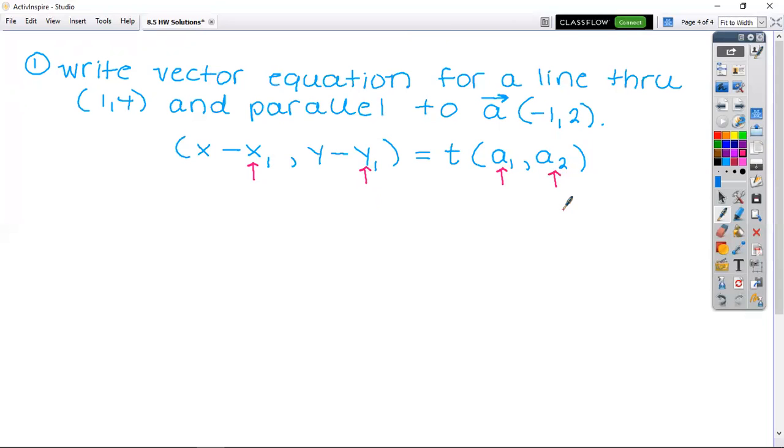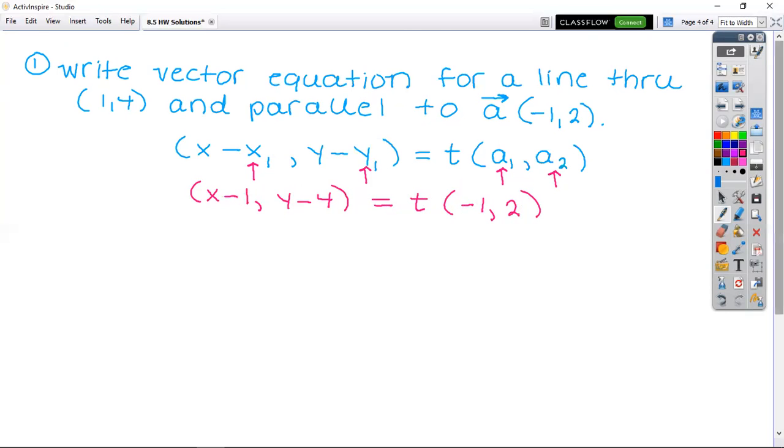All right, so that's it. So we are going to go here, (x minus 1, y minus 4), and that is equal to t multiplied by (-1, 2). That's it. That's where you have to stop. How's that, pretty easy? Okay, so now moving into part B.